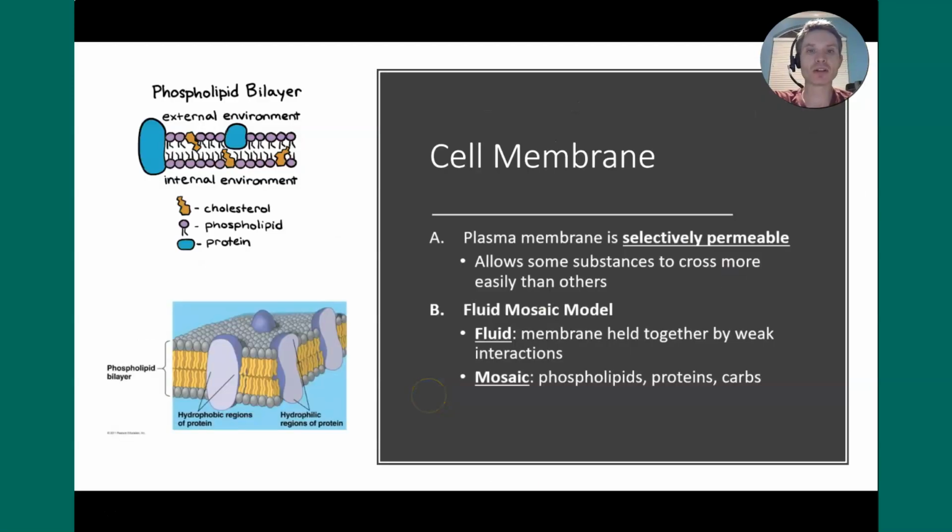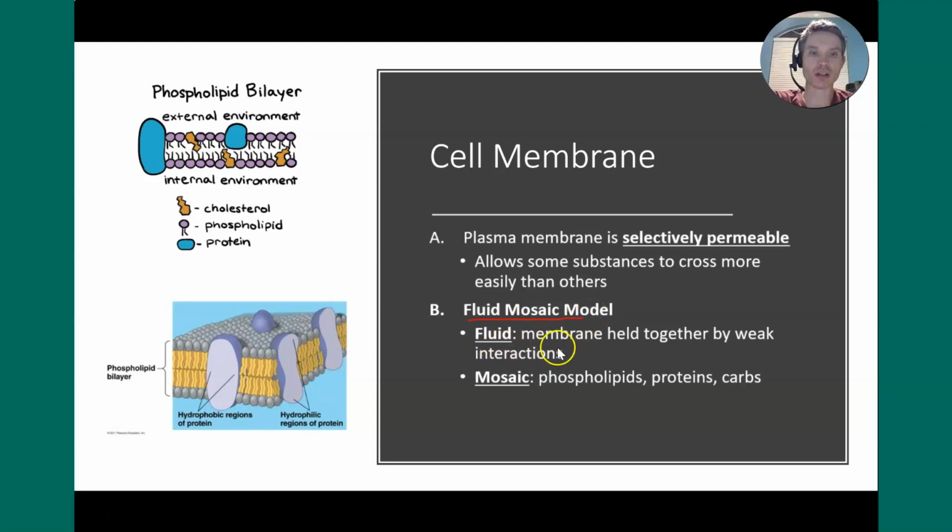The next topic we looked at was the cell membrane. Remember that your cell membrane or plasma membrane is selectively permeable. That means that it allows certain substances to cross, while others it does not. We also describe our cell membrane as a fluid mosaic model. So let's break down the two words in this descriptor.